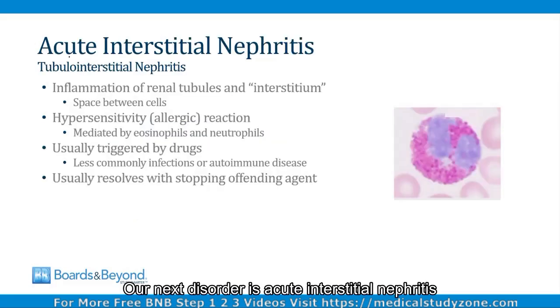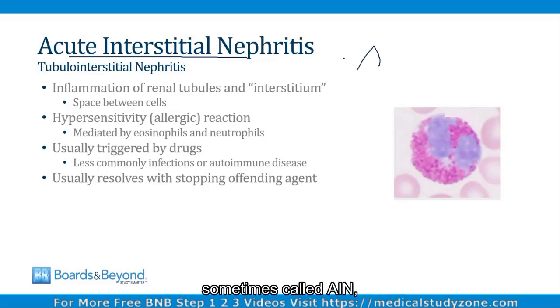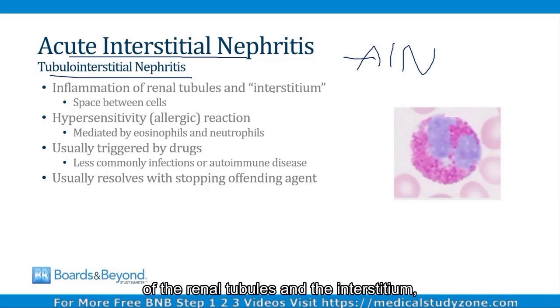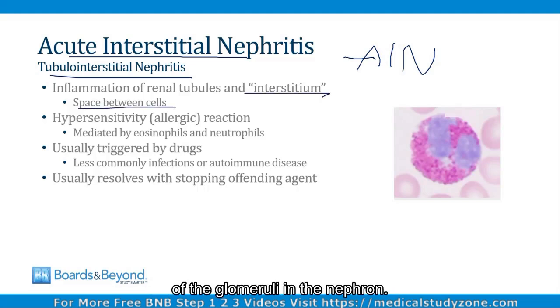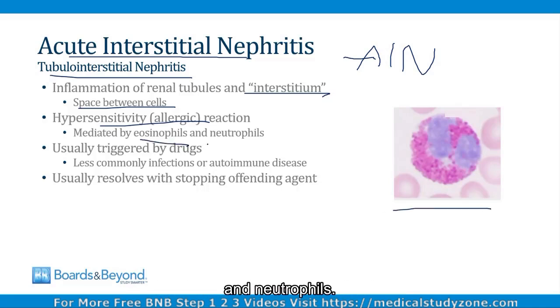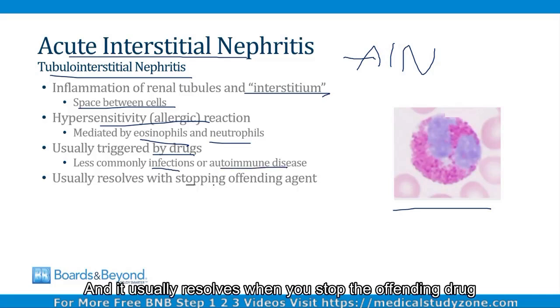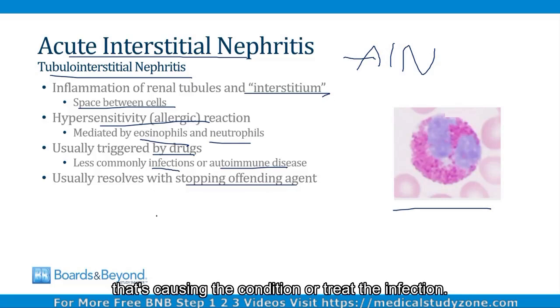Our next disorder is acute interstitial nephritis, sometimes called AIN. It's also sometimes called tubulointerstitial nephritis. And in this condition, there's inflammation of the renal tubules and the interstitium, which is the space between cells of the glomeruli and the nephron. This is a hypersensitivity or allergic reaction. It's mediated by eosinophils, like this one shown on the slide here, and neutrophils. And it's usually triggered by drugs, although as we will discuss, sometimes an infection or an autoimmune disease triggers AIN. And it usually resolves when you stop the offending drug that's causing the condition or treat the infection.